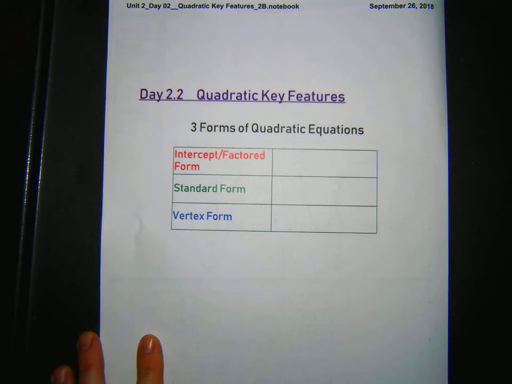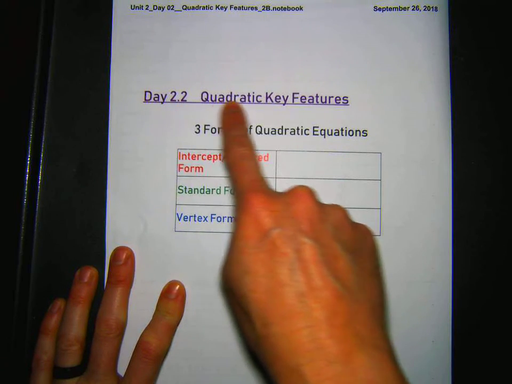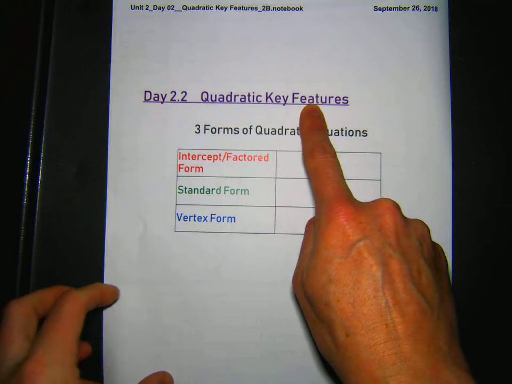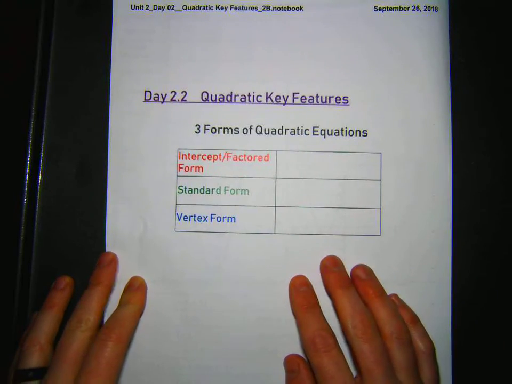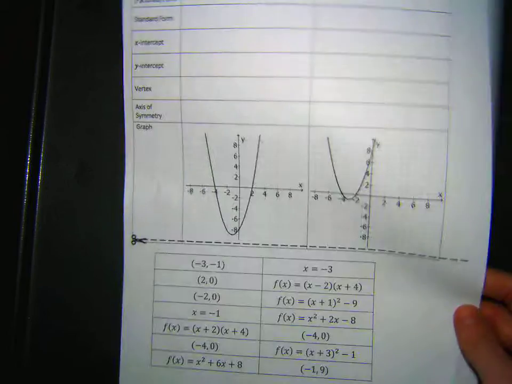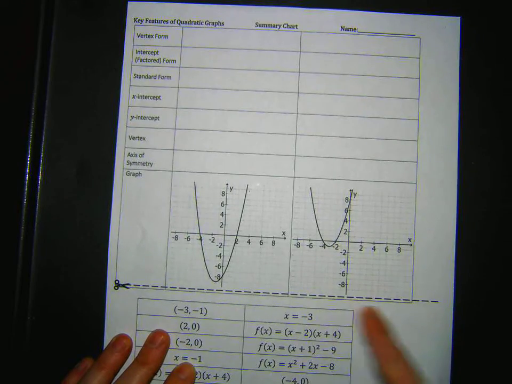Okay, the first thing you need to do is open your notebook to the next blank page and copy Day 2.2 Quadratic Key Features at the top, and then copy this chart on your paper. The other is to take this paper and you're going to cut out along this dotted line.